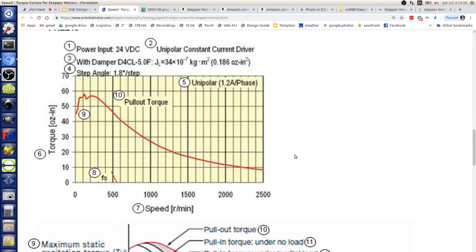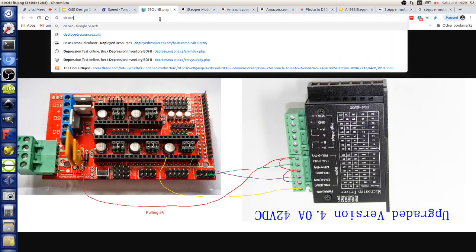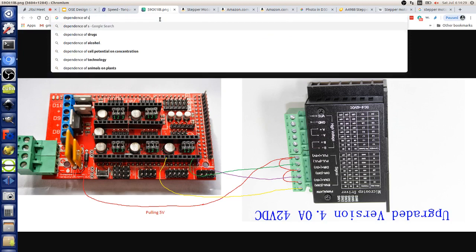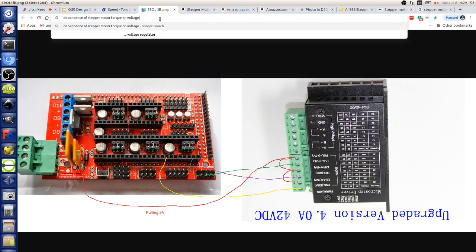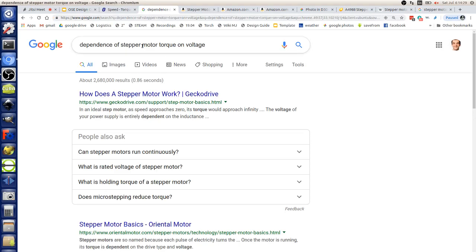Initially we used 12 volts on our ramps. Right now we're at 24 volts, but if you got this up to say 40 volts, maybe the curve would be perhaps a little higher. So you'd gain something, I don't know exactly how, but if you Google dependence of stepper motor speed torque on voltage, you probably get some curves that show that at lower voltages you can only go so fast with a given stepper driver.